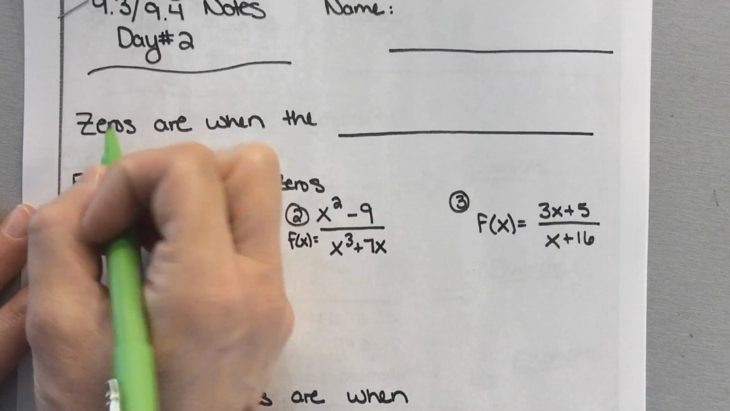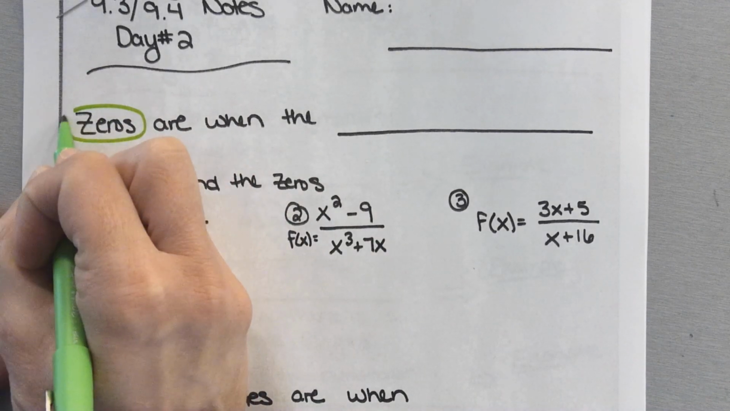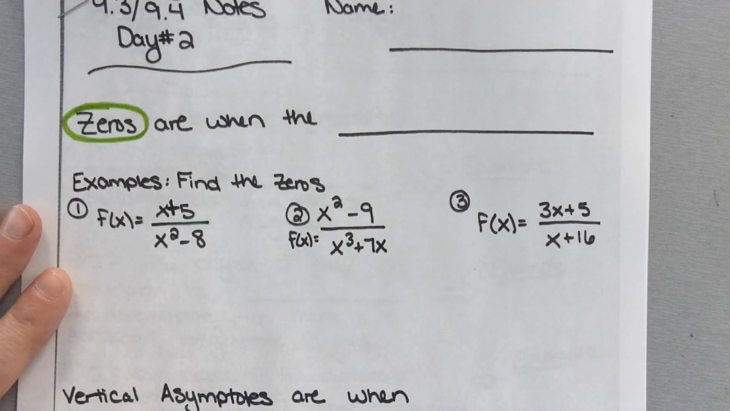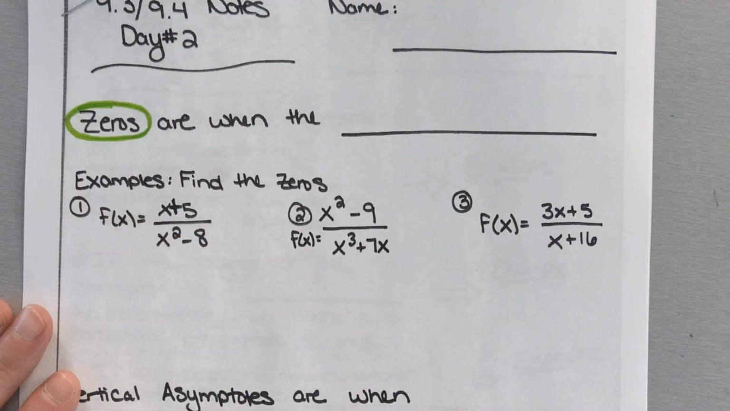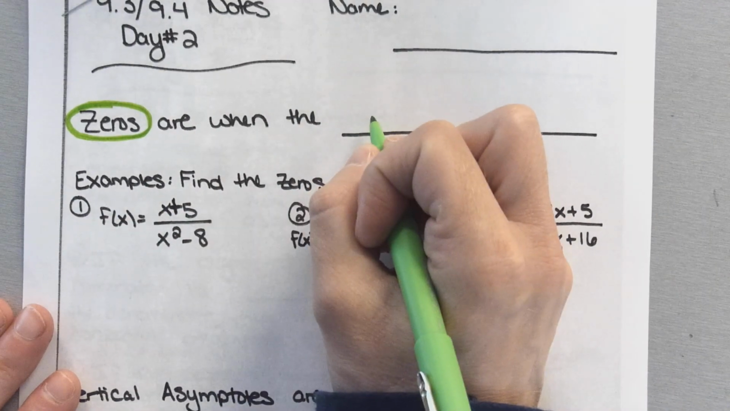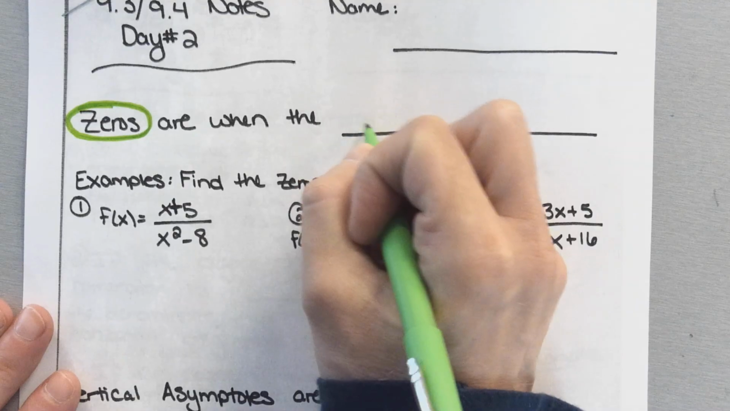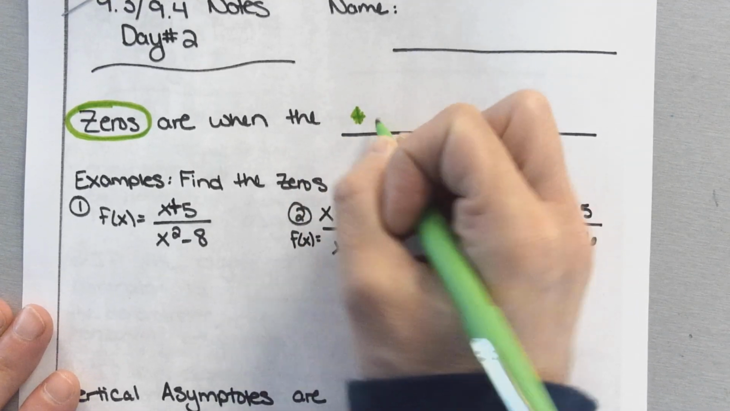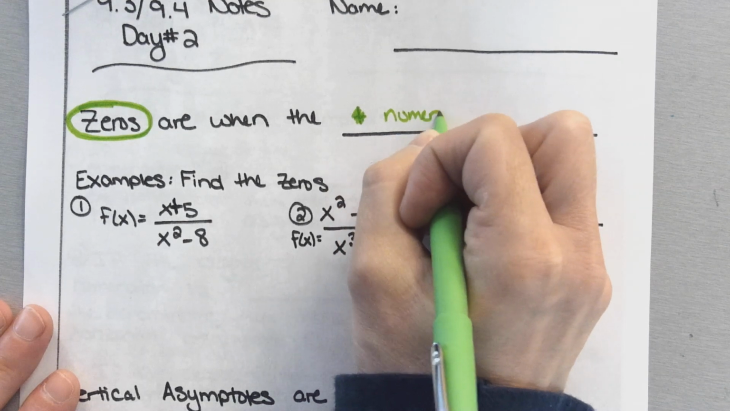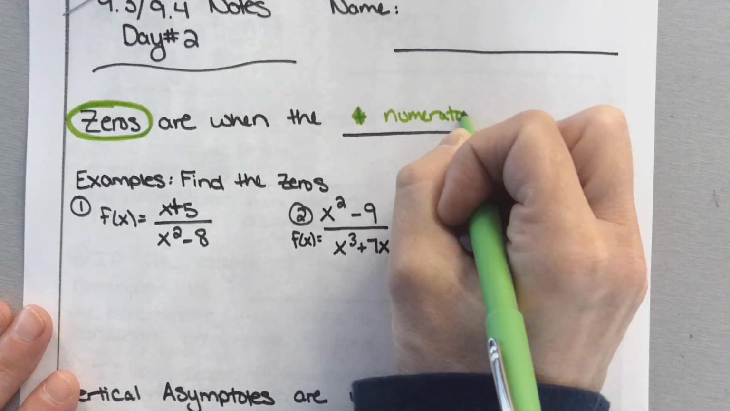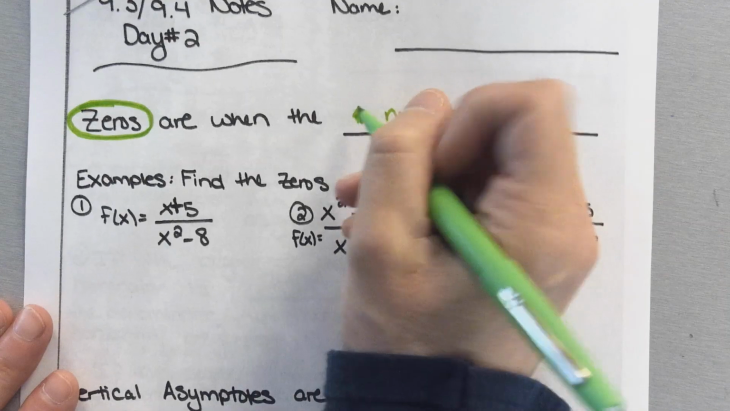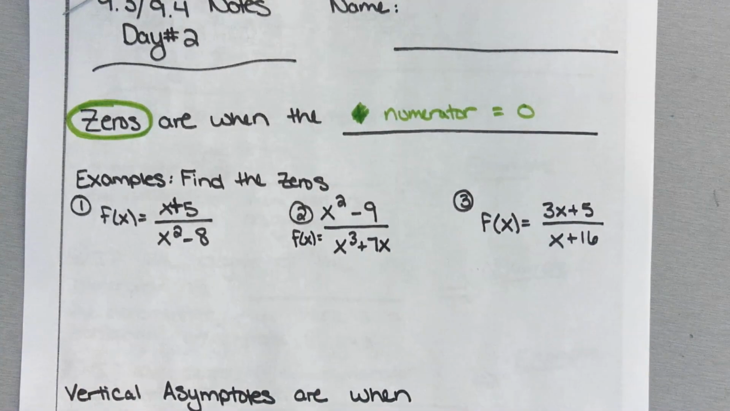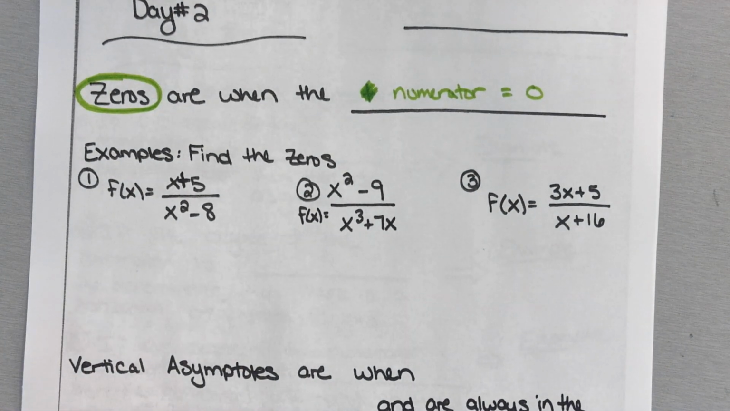So the first thing I want to talk to you about are zeros. So we're actually not going to start with asymptotes. We're going to start with this thing called zeros. So zeros are when the numerator equals 0. Do you remember that from the warm-up yesterday that I had you figure out when the numerator would equal 0 and then the denominator? Yeah. Okay.